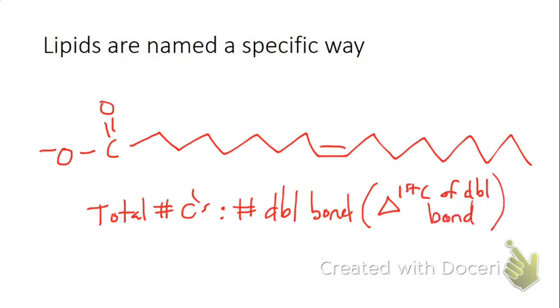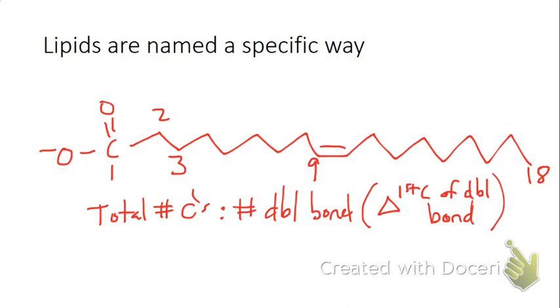So let's look at this fatty acid as an example. Let's count the carbons. We always start with the carbon of the carboxylic acid group. So there's 1, 2, 3, 4, 5, 6, 7, 8, 9, 10, 11, 12, 13, 14, 15, 16, 17, 18.